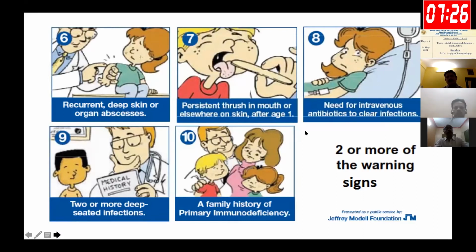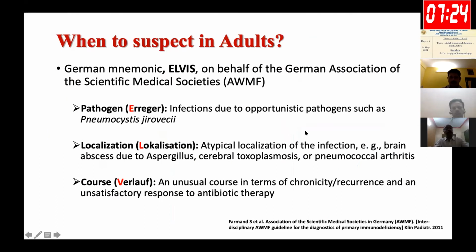A similar approach has been proposed by the German Society for these adults, with an acronym mnemonic of ELVIS. E stands for pathogen: any infection with an opportunistic pathogen like Pneumocystis in an apparently healthy person should make one start thinking of primary immune deficiency. Second is localization: any atypical location of infection, like brain abscess due to Aspergillus, cerebral toxoplasmosis, or pneumococcal arthritis, should make you start thinking of primary immune deficiency disorder.